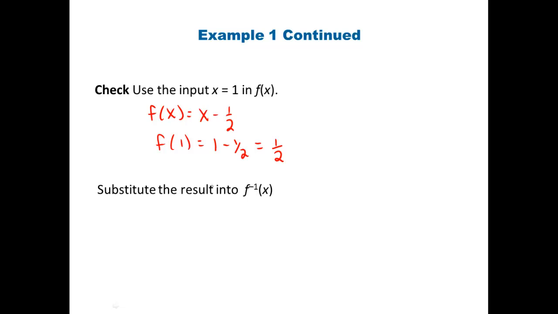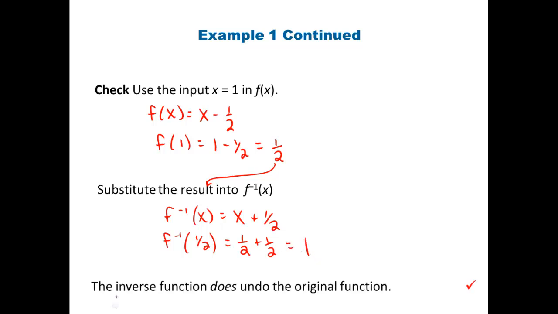So what should happen if we substitute the result into the inverse? The inverse, let's just write this again, was x plus 1/2. So substitute the result, which was 1/2. The inverse of 1/2 is, let's see, put in 1/2 for the x, so 1/2 plus 1/2 is 1. And the inverse function does undo the original. The input and output switched, so we check and we did it correctly. So this is the same as this.